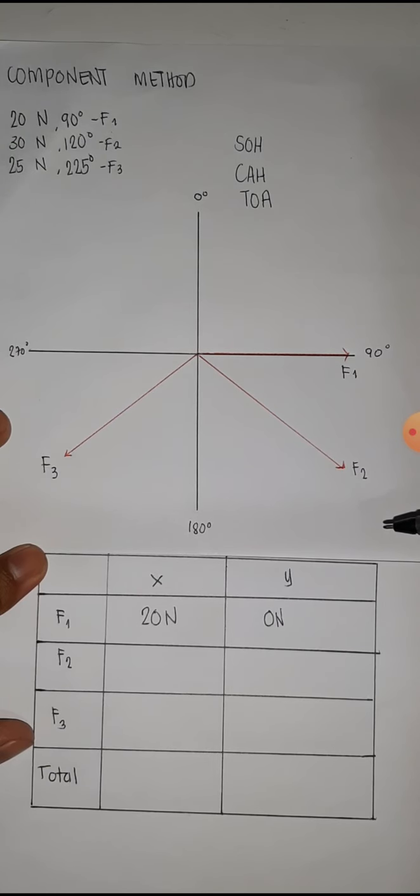This 30 degrees, this particular angle, is the one we're going to use to find the x and y components of your F2. Again, for the x component, this is your x-axis.